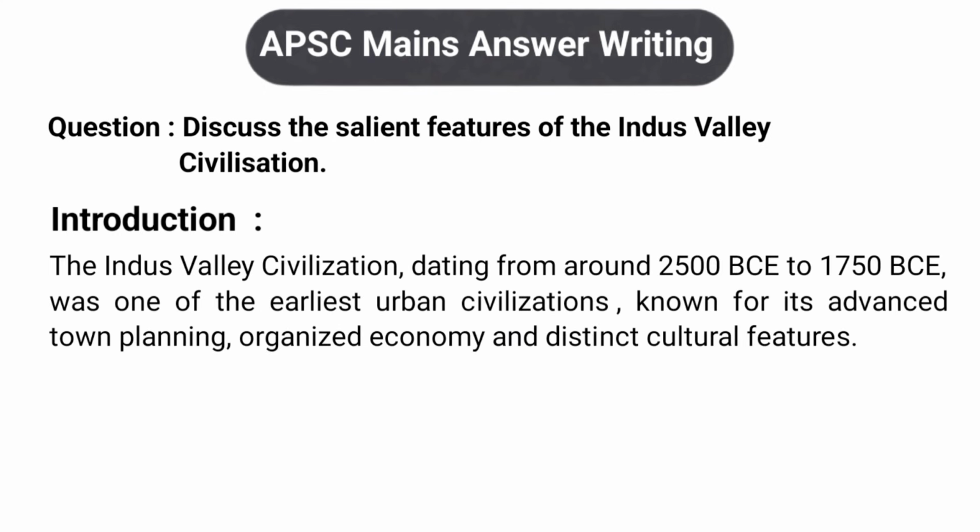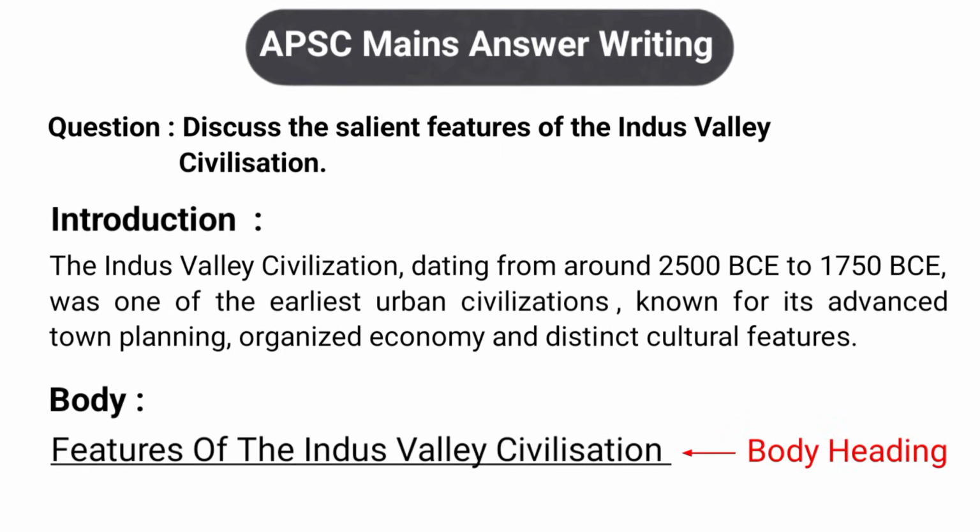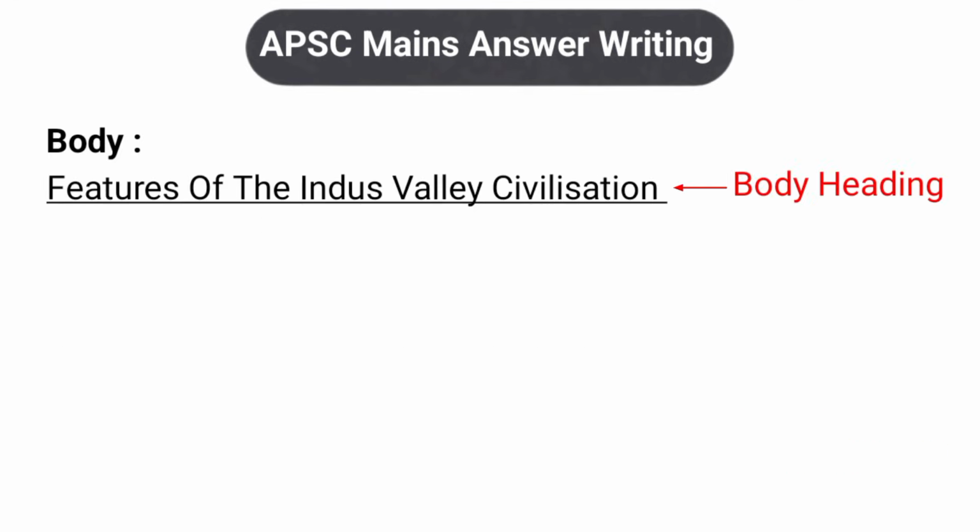You can write, the Indus Valley Civilization dating from 2500 BCE to 1700 BCE was one of the earliest urban civilizations, known for its advanced town planning, organized economy, and distinct cultural features. That's enough. No long story. No unnecessary dates. Now, give a body heading. Features of the Indus Valley Civilization. Now, give heading with subheadings.